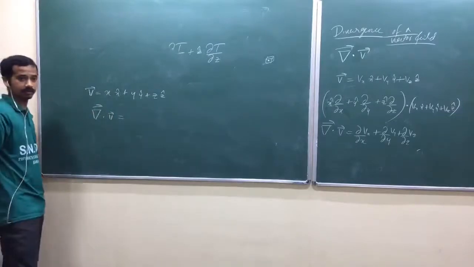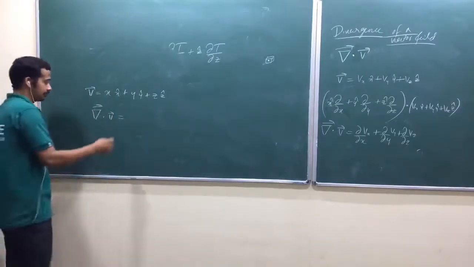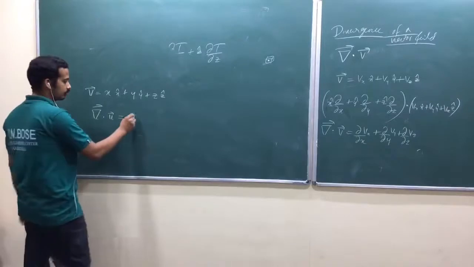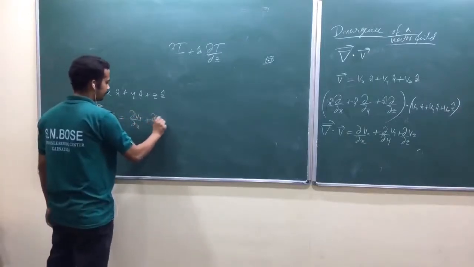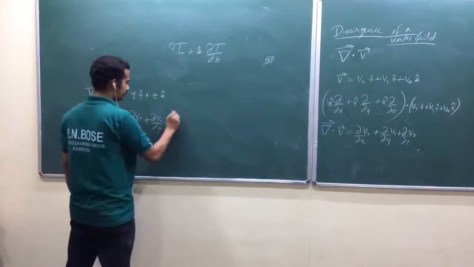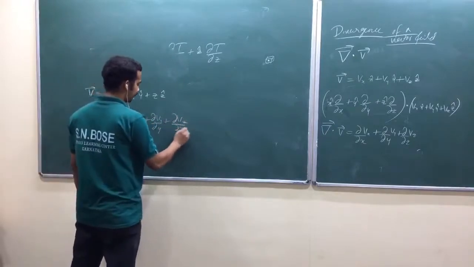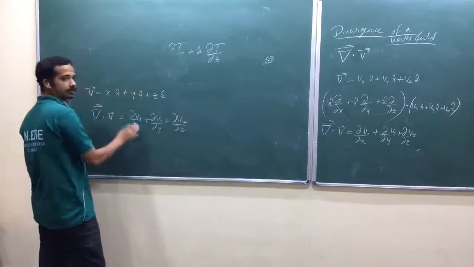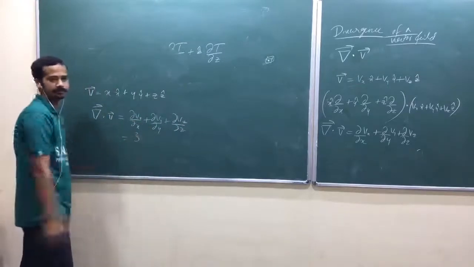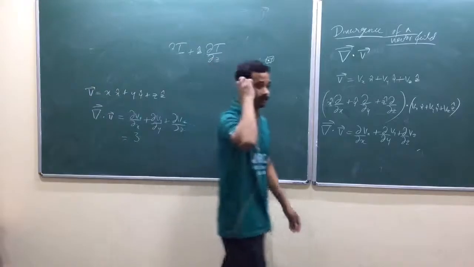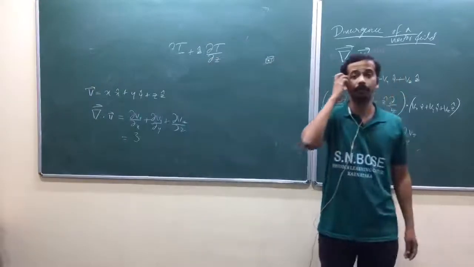In the next class, again, in a different way. What is this one? Dou vx by dou x plus dou vy by dou y plus dou vz by dou z. What is vx? x. vy is y, vz is z. That's equal to 3. It's a constant. It is the same at all points in space.